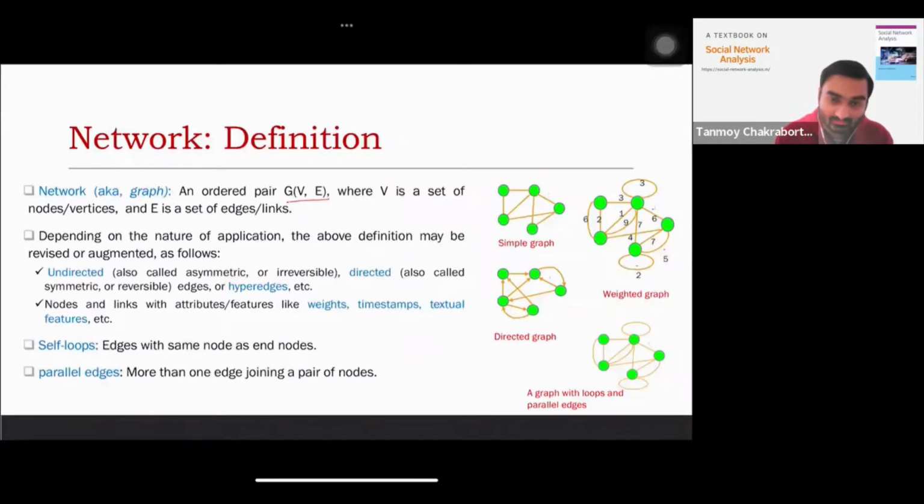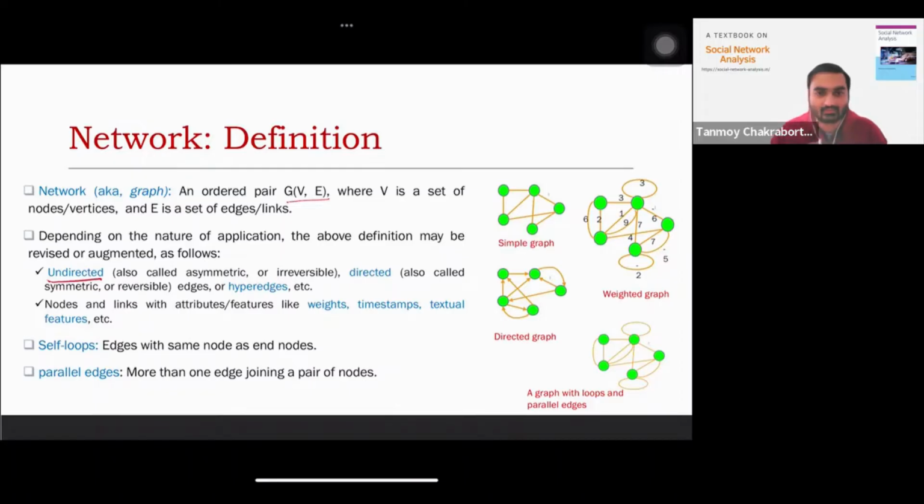Okay. Now this is a very simple definition. You can also make it complicated by adding attributes of nodes, attributes of edges, relation types, and so on and so forth. But this is a very simple way of defining a network. Networks can be of different types.